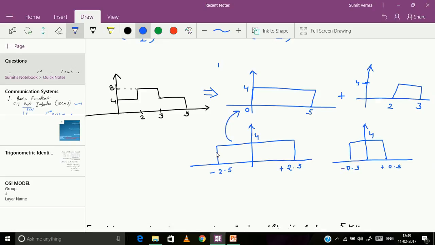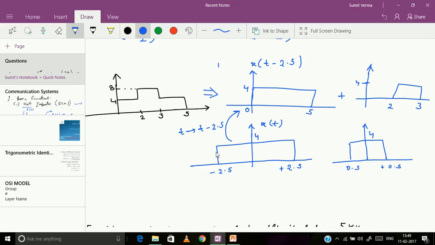shift this. So if this is my x of t, this signal I can write, I will shift this signal by 2.5 towards the right. So if I replace t with t minus 2.5, I'll get back this signal. So x of t minus 2.5 is this signal. So this is x of t, this is your x of t minus 2.5, which is the one you require actually.